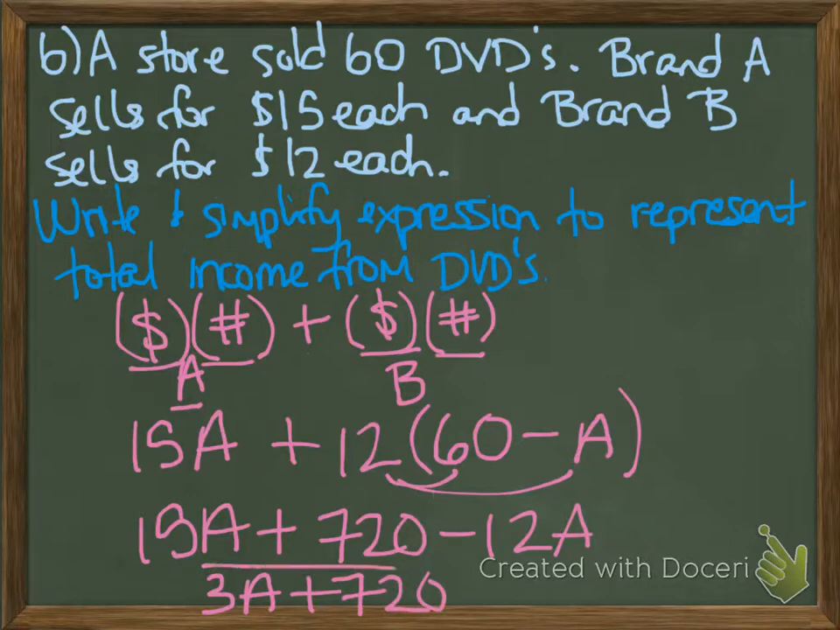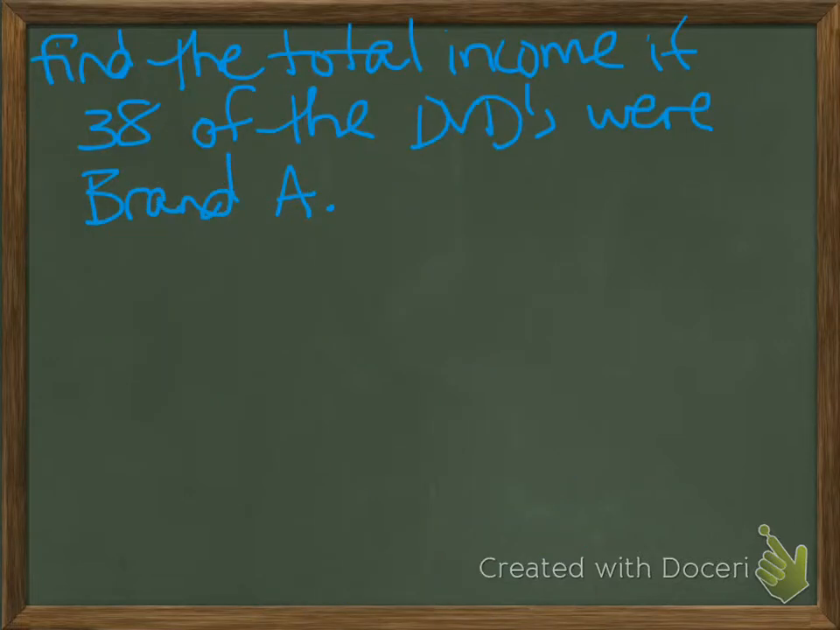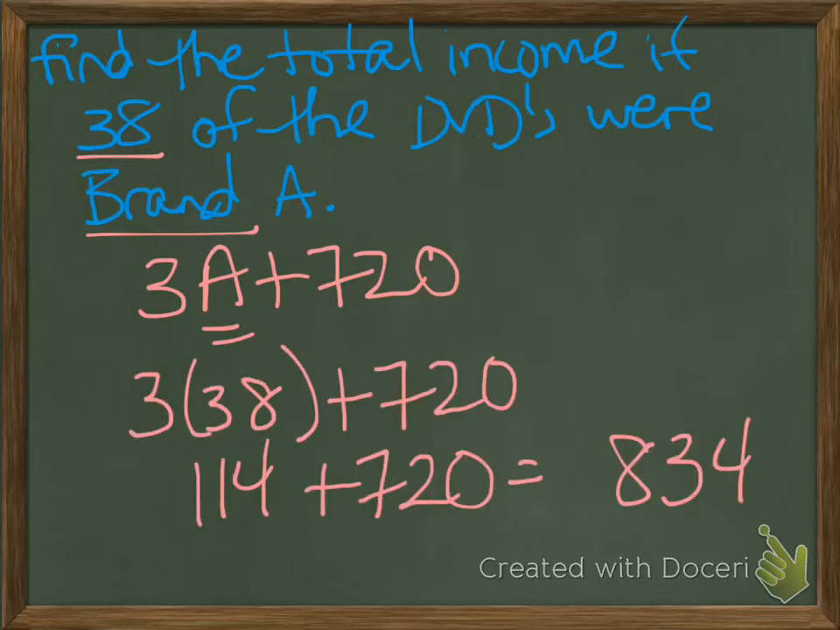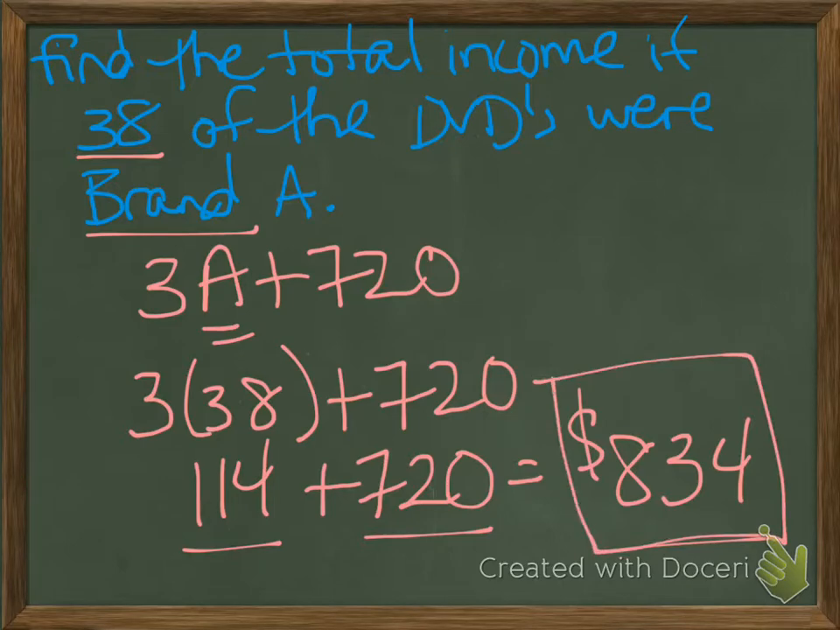This would be the expression to represent the amount of money that we're going to earn from selling a certain number of A DVDs. Find the total income if 38 of the DVDs were brand A. Well, we have our expression 3A plus 720. Since these are brand A, we're simply going to substitute 38 in for A and use our order of operations to simplify. Plugging in 38, doing the order of operations, 3 times 38 is 114, plus 720 gives us 834. Again, this is a word problem, and we're talking about income, so we must have a label of that dollar sign for a total of $834.